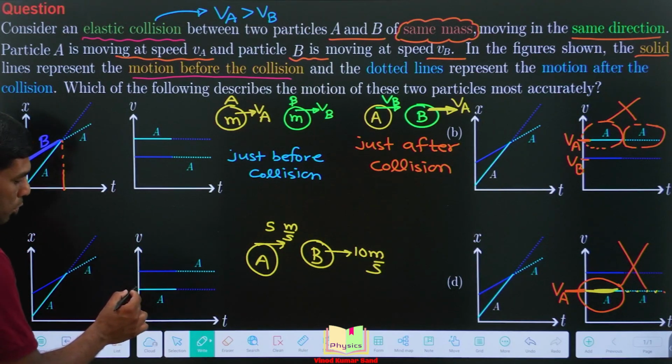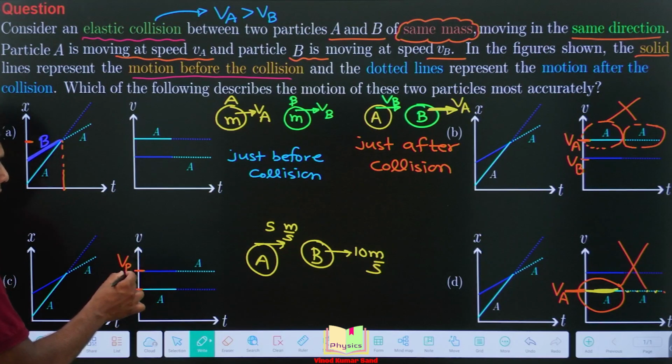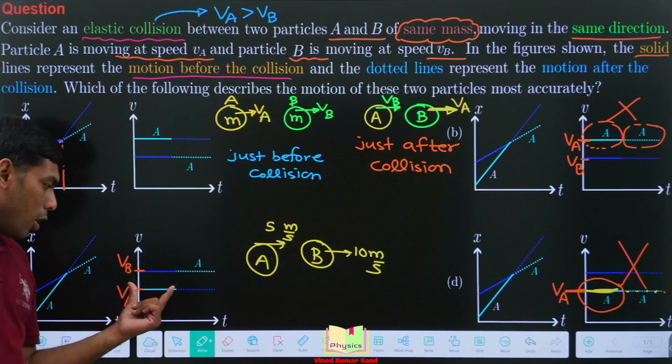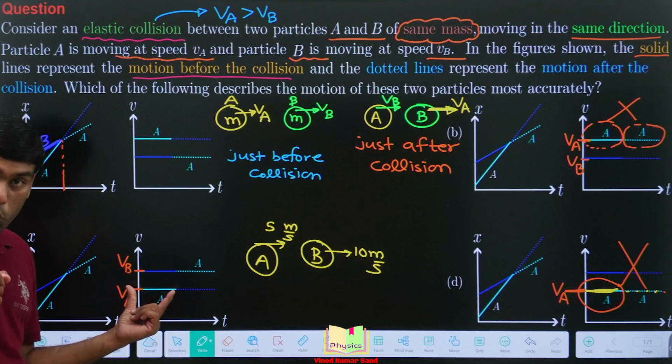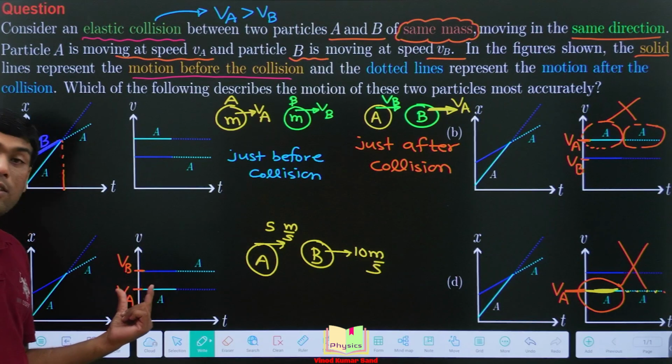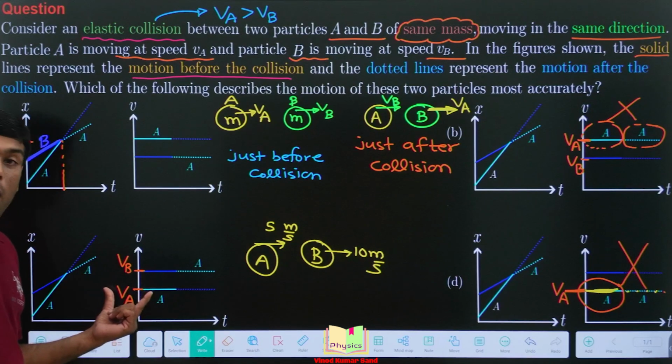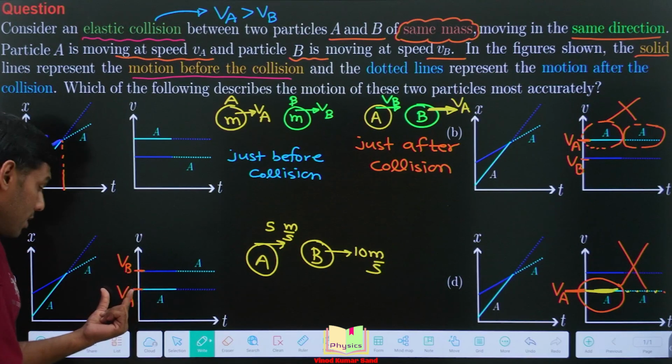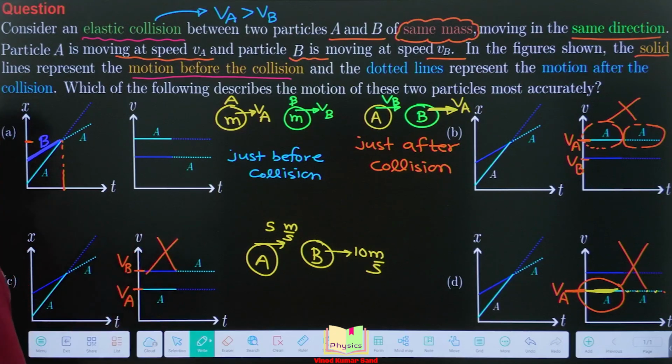Now look at this option. Here is VA. Obviously, then this should be VB. We established that the solid part represents the motion before the collision. So before the collision, VA was greater, but the graph is showing VA to be less. It means this is wrong.